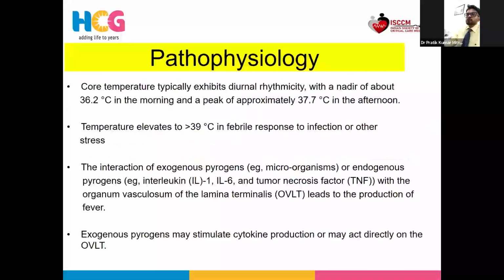Pathophysiology: core temperature typically exhibits some variation, with a nadir of 36.2 degrees centigrade in the morning and a peak of around 37.7 degrees centigrade in the afternoon. Temperature can elevate to more than 39 degrees centigrade in febrile response to infection or other stress. Interaction of exogenous or endogenous pyrogens like IL-6, IL-1 and TNF-alpha with the organum vasculosum of the lamina terminalis may lead to fever. Exogenous pyrogens may stimulate cytokine production or may act directly on the OVLT.